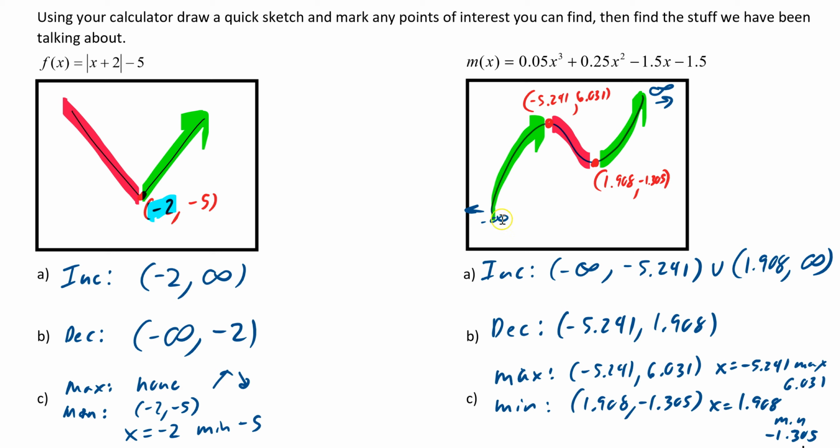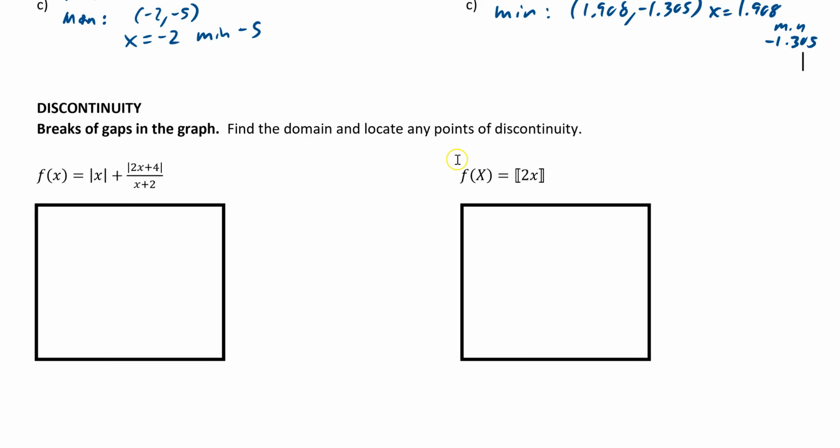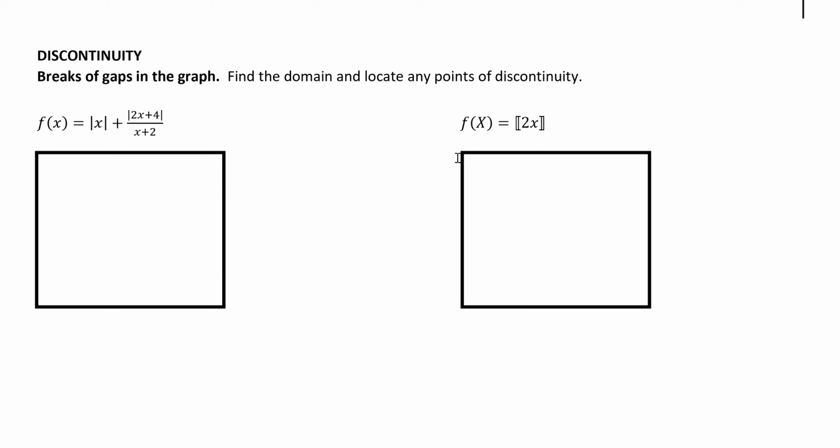There is no minimum value here, but we have a local min here and a local max there. Okay, discontinuity. So we have two different graphs here for discontinuity. What we have here is called a greatest integer function, and here we have a rational. And I love to throw absolute values in there to see what happens.